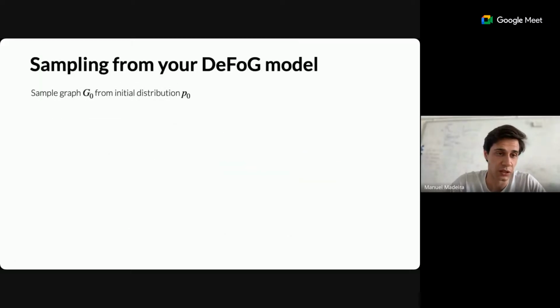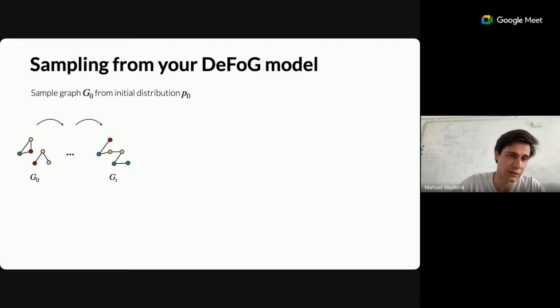Once we have our trained model, we can sample. We want to sample from our DeFog model, and the main idea is that we start by sampling a graph from our initial distribution. This is predefined and should be an easy distribution, so it's pretty straightforward. Then once we have our initial graph, we just keep applying denoising steps, and I'm now going to exemplify what the denoising step should be.